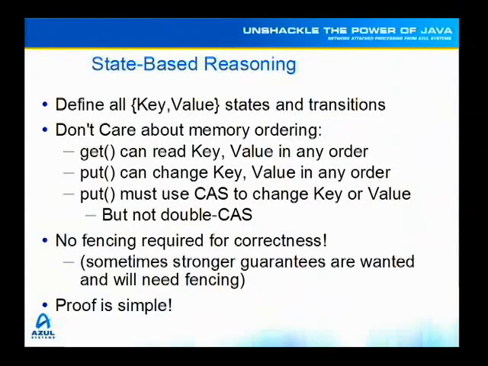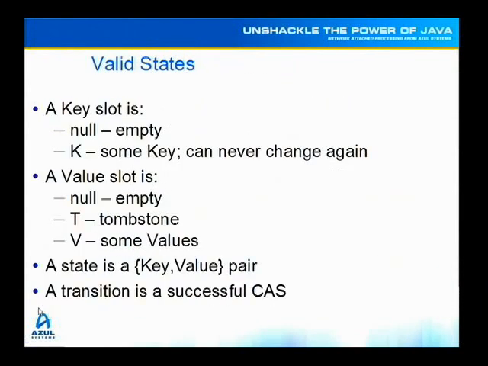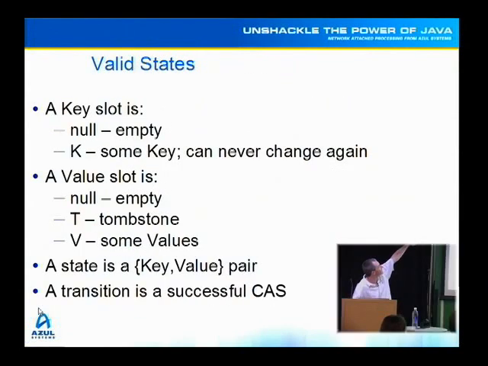And I claim the proof is simple, although maybe I've stared at it too long, and so it's not fair for me to claim that. So what are the states? What do I mean by state here? A state is, OK, so a key is either null or it's some key, and I'm never going to change that key again. If I add it, put a key in the table, it can never go away. And that's key to getting correctness out.